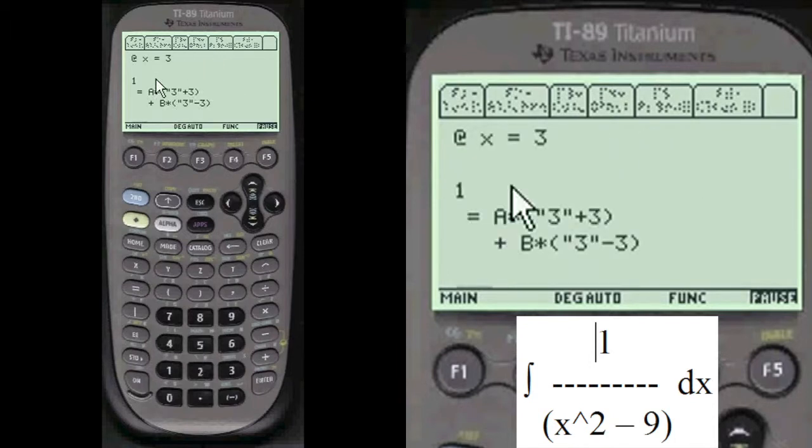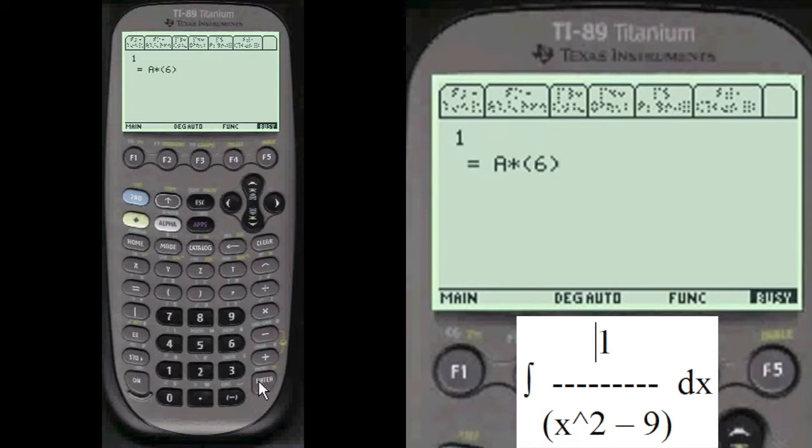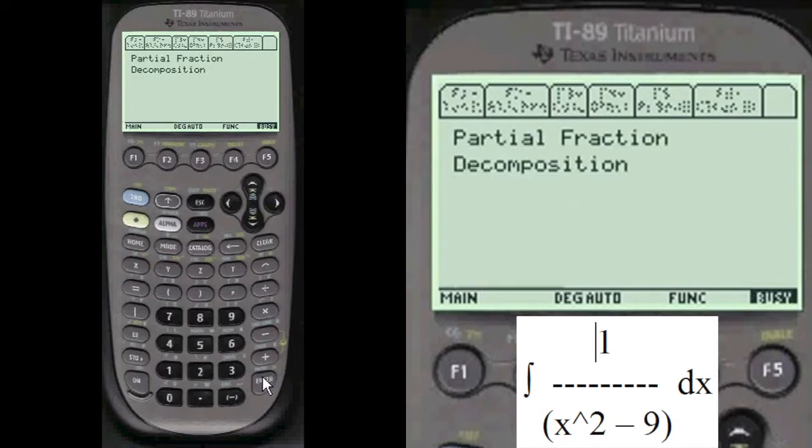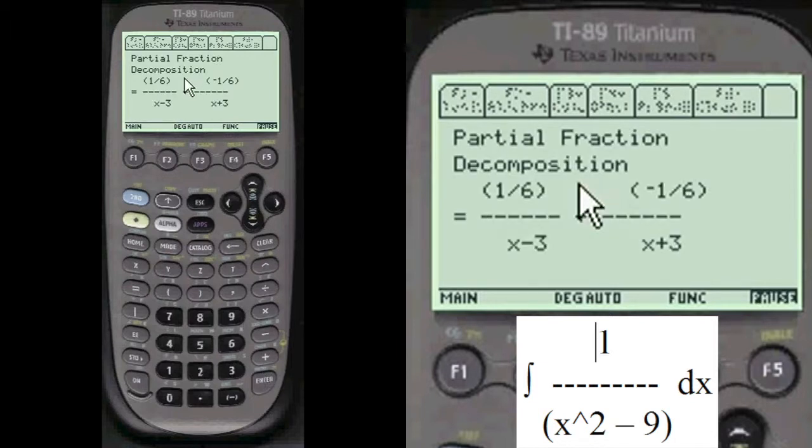At x equals 3, parentheses 3 in here, open and close, plus 3, then this becomes 6 and this becomes 0, which a is equal to 1/6. Partial fractions then are 1/6 divided by x minus 3 plus minus 1/6 divided by x plus 3. Those are the partial fractions.